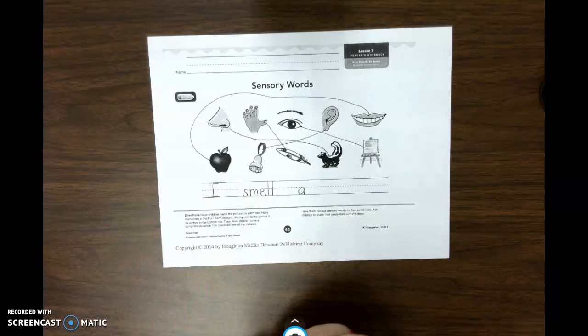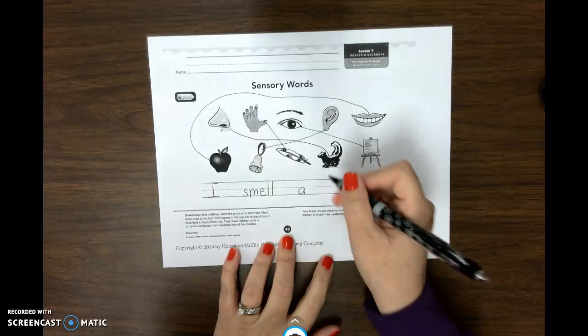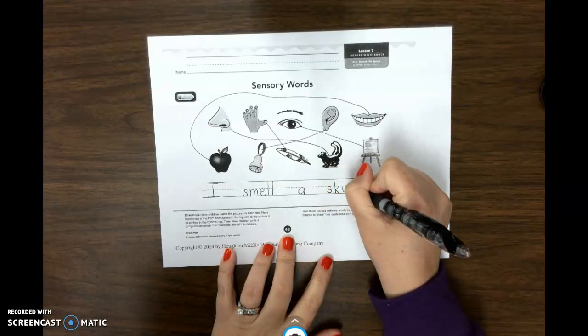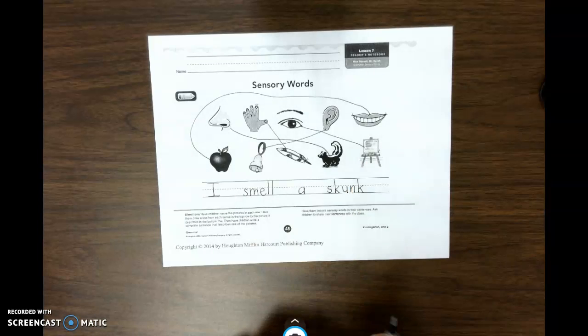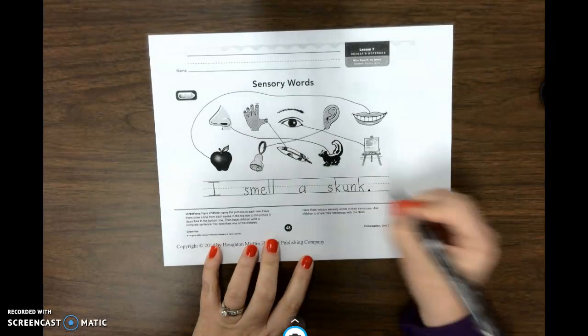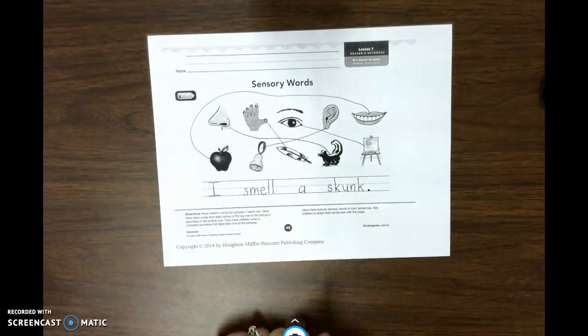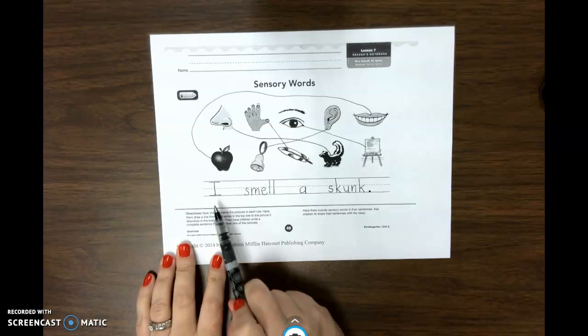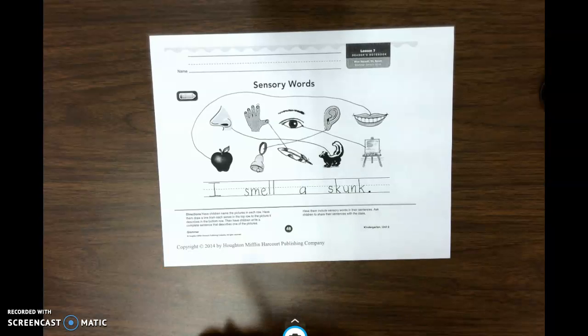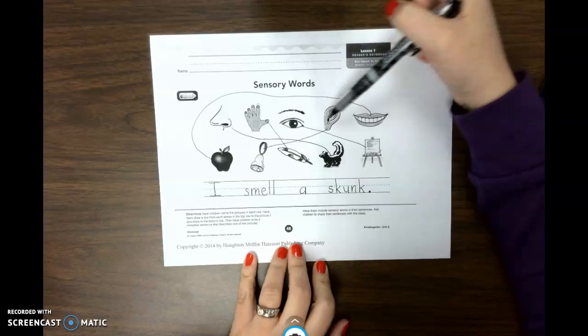What sound do you hear at the beginning of skunk? What letter goes S? You said S. You're exactly right. S-K-U-N-K is how we spell skunk. And who remembers what it's called, that little dot that we put at the end of a telling sentence? I smell a skunk. We're going to put a period. Let's read our sentence together. I smell a skunk.